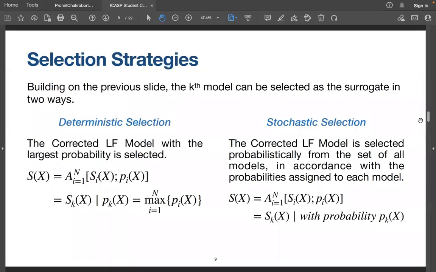There are, again, two ways to do model selection. The first is called deterministic selection, where basically at each point X, we choose that corrected low fidelity model which has the highest probability assigned to it, as denoted mathematically on the left. On the other hand, we can also do stochastic selection, where we say that we have, at any point, a bag with all of the corrected low fidelity models with probabilities assigned to them. And for that point, we pick one of the corrected low fidelity models at random in accordance with the probabilities assigned. Thus, if we have two models where model 1 has probability 0.8 and model 2 has probability 0.2, then we pick model 1 at that point 80% of the time and model 2 only 20% of the time.